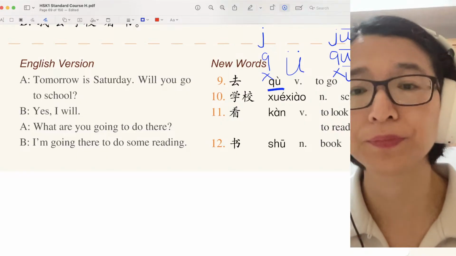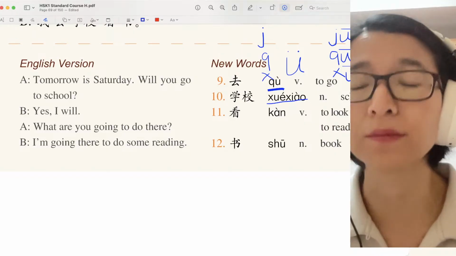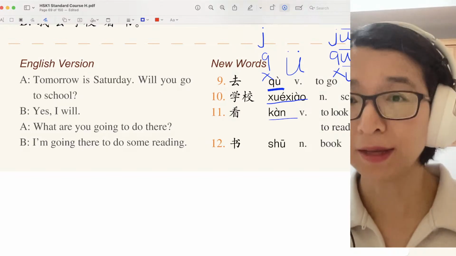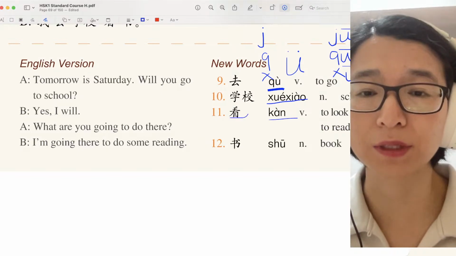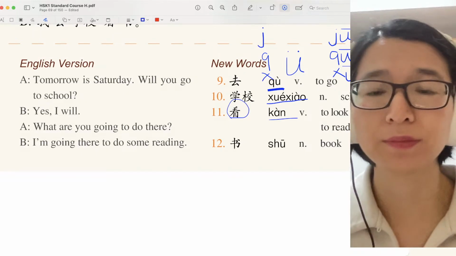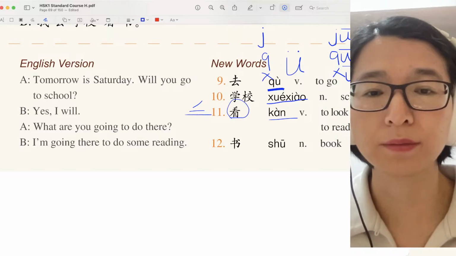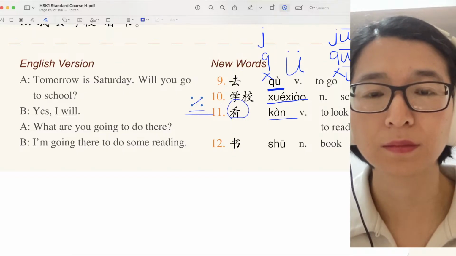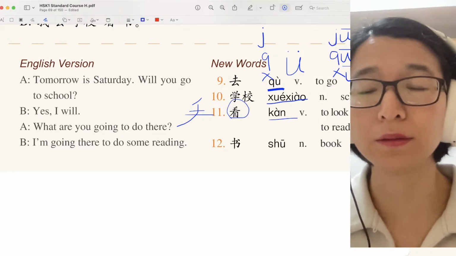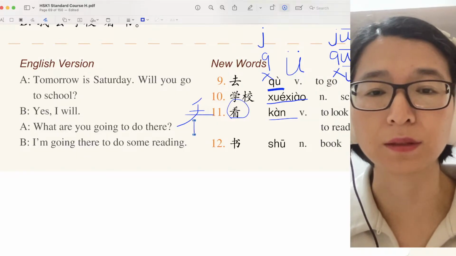To go, 去. Next word, 学校, school. 看: if you look at this character, which is very interesting, it has a hand, this part is a hand. Does it look like a hand, right? And then under it, that is the part about what? Can you guess? What is it?